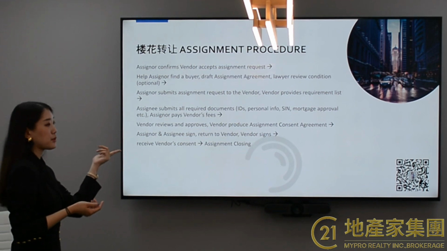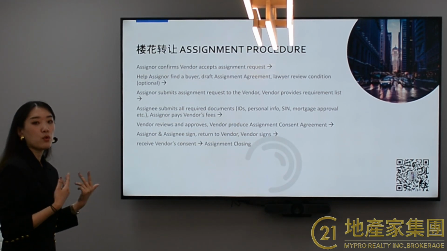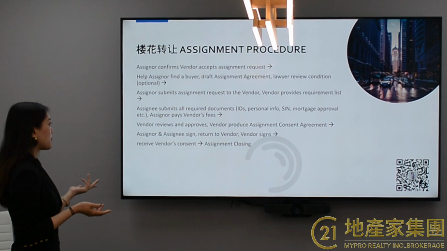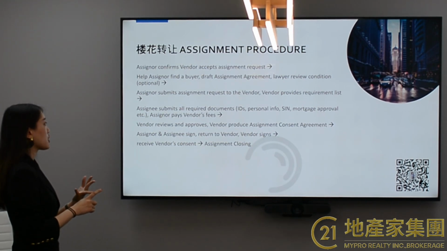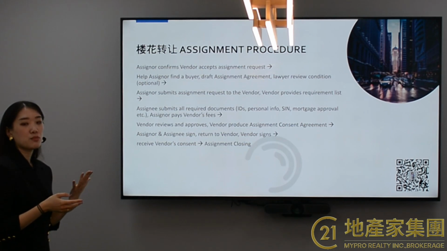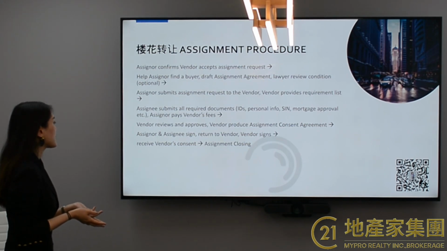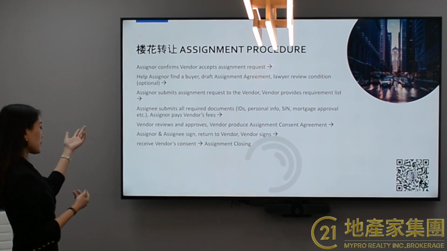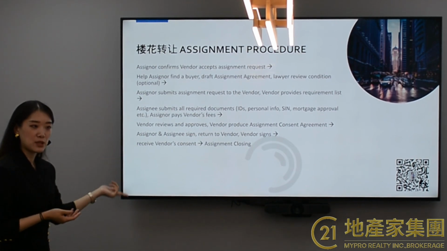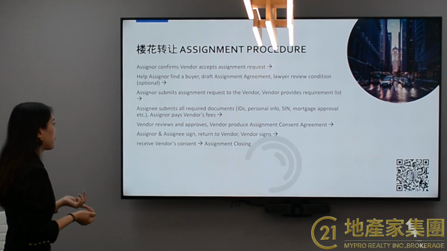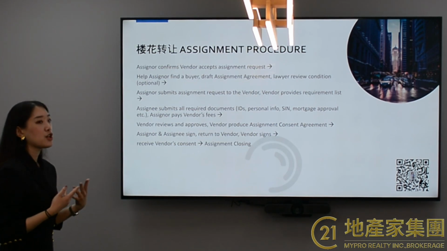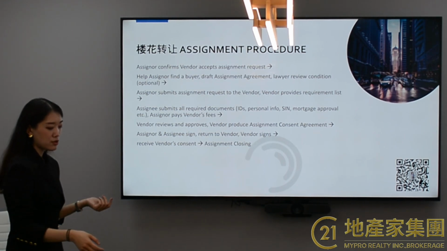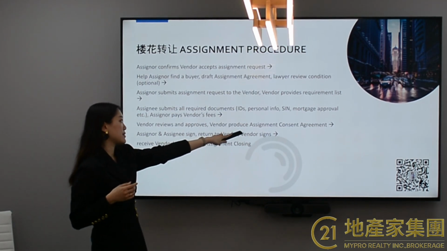That's where the vendor tells you what they require from you to consider this assignment. Normally it's certain documents from the assignee, for example IDs, the assignee's personal information, SIN number, and mortgage approval. The assignee needs to be cooperative and submit all the required documents to the vendor for review. The vendor will look at everything, and that's where the vendor collects their fees as well, their assignment fee and their assignment legal fee. Once they have all the required documents and funds, the vendor will say, all right, we can proceed, and that's where they issue the assignment consent agreement.